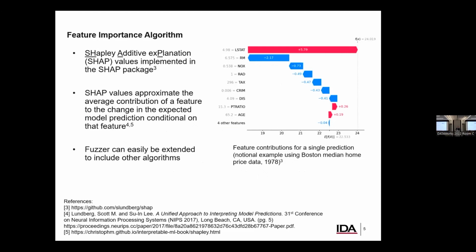And then to determine the feature importances of the input variables, we are using Shapley additive explanation values, or SHAP values, which is easy to use in a SHAP package in Python. The SHAP values approximate the average contribution of each of the features to the predicted output of fault versus no fault.